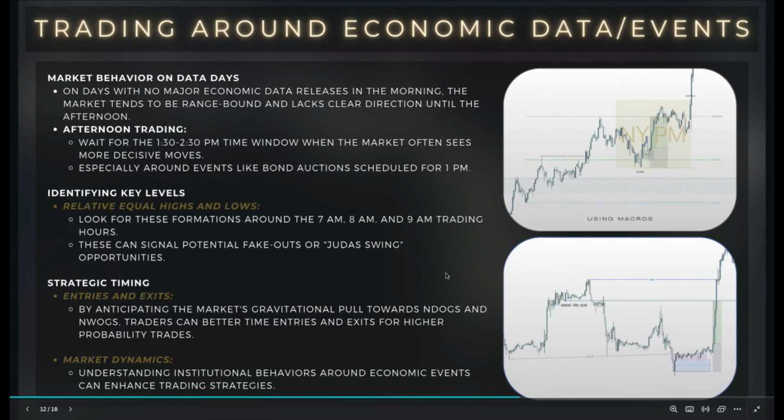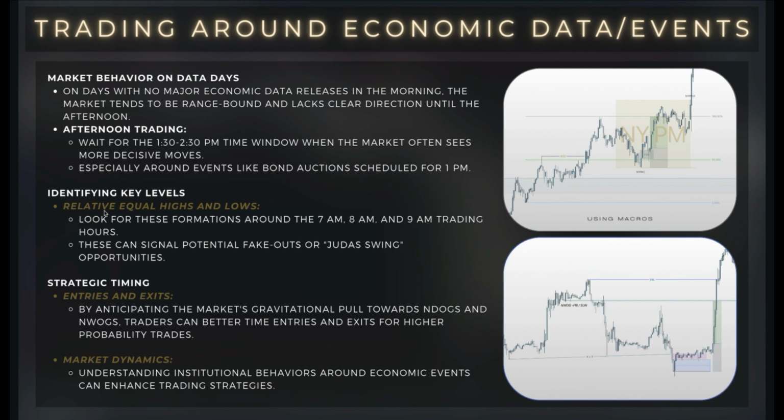All right, so trading around economic data/events. Market behavior on data days. On days with no major economic data releases in the morning, the market tends to be range bound and lacks clear direction until the afternoon. Afternoon trading: wait for the 1:30 to 2:30 p.m. time window when the market often sees more decisive moves, especially around events like bond auctions scheduled for 1 p.m. So this is where you would use macros, right?